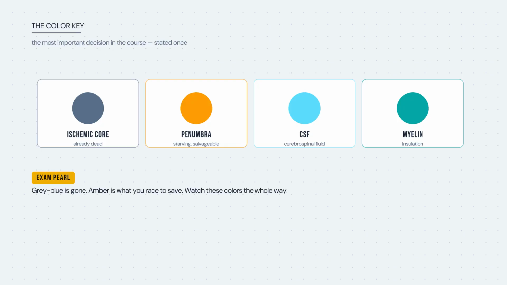One color key for this whole course, and it is the most important decision we will make. In a stroke, the dead center is the core, and we will draw it gray-blue. Around it is tissue that is starving but still alive, the penumbra, and we will draw it amber. Gray-blue is already gone. Amber is what you are racing to save. Cerebrospinal fluid is cyan. Myelin is teal. Watch for those colors the rest of the way.